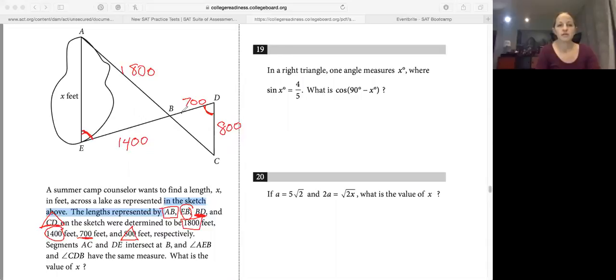Now, the other thing I know is that this angle here and this angle here are also congruent. They're called vertical angles, which means you've got the same two lines that make up those angles. They're just on opposite sides. So those are equal. In a triangle, I know that every triangle adds up to 180 degrees. So if I know that these two angles are the same as these two angles, then I know that their third angles must also be the same.